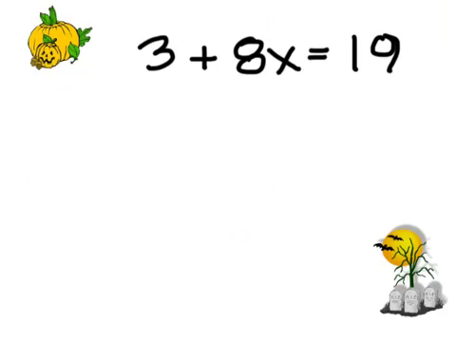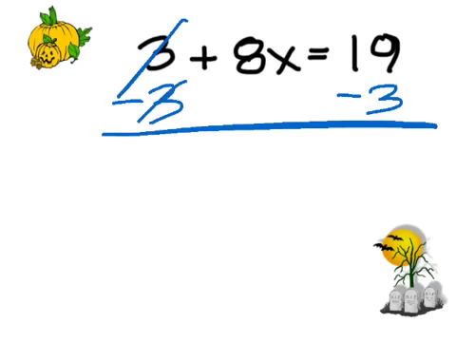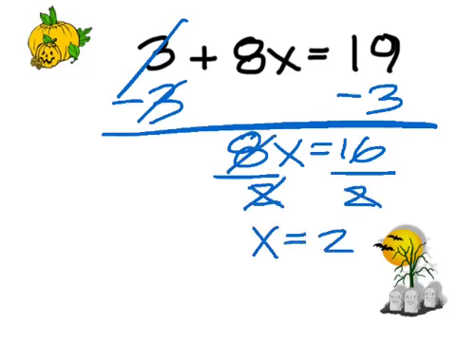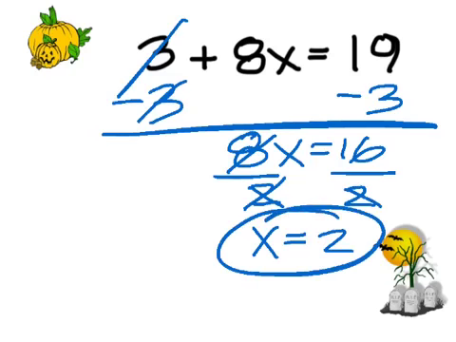Bonus problem number 6. You should subtract 3 from both sides. These cancel. You get 8x equals 16. Divide both sides by 8. And these cancel. You get an answer of 2.